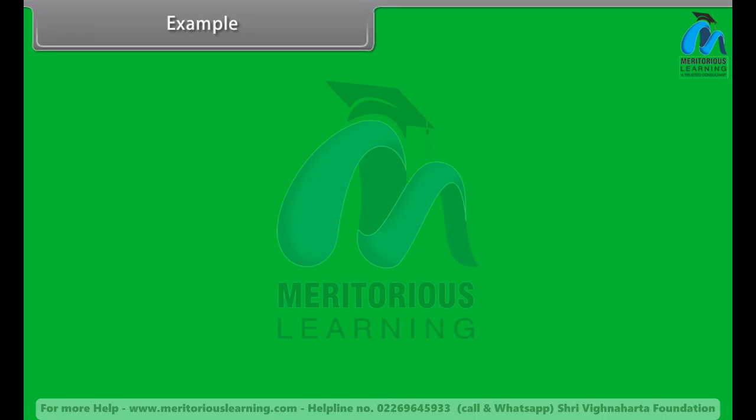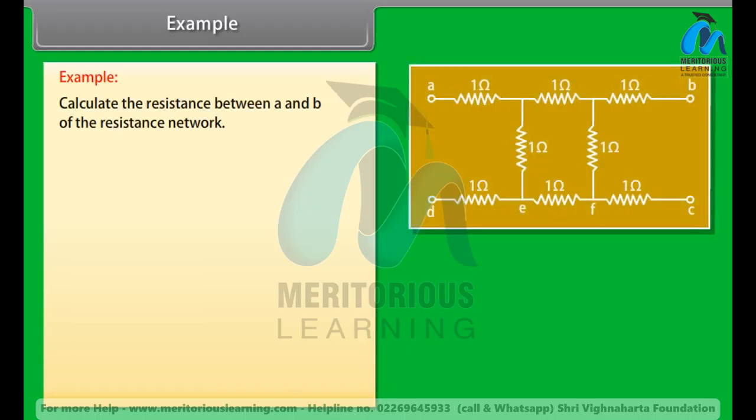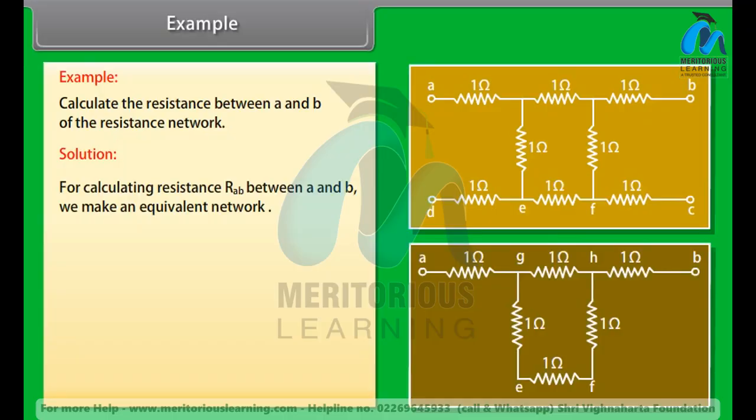Example. Let's take an example on combination of resistors. Calculate the resistance between A and B of the resistance network shown in the given figure. Let's see the solution. For calculating resistance RAB between A and B, we make an equivalent network shown in the figure. Now we calculate the resistance of arm GEFH, which is equal to (1 + 1 + 1) = 3 ohm.